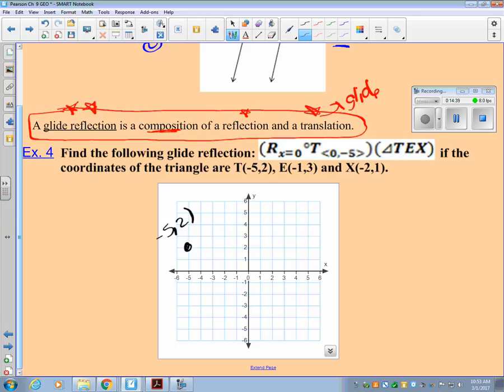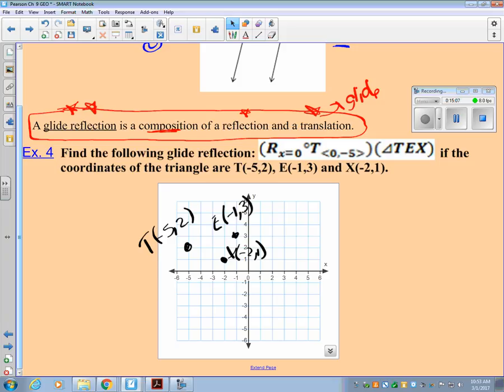Triangle TEX has the coordinates T(-5, 2), E(-1, 3), X. My tendency, because I think "oh, that's graphing itself," is to hurry through my graphing part, and you guys have seen me completely biff graphing at easy coordinates. So please take your time on this.